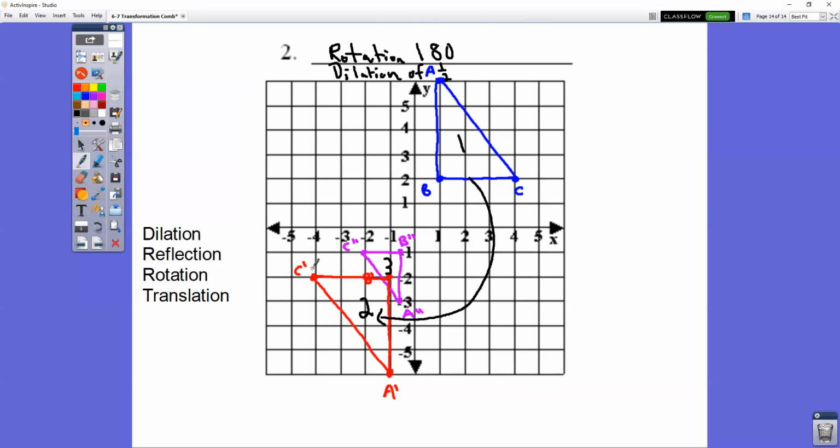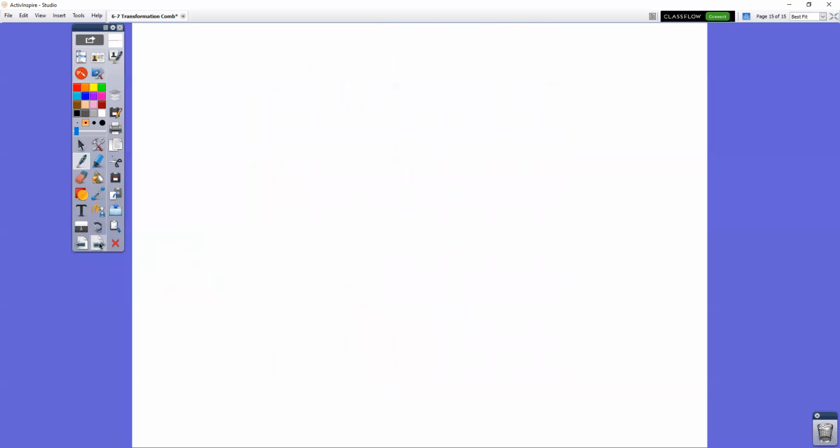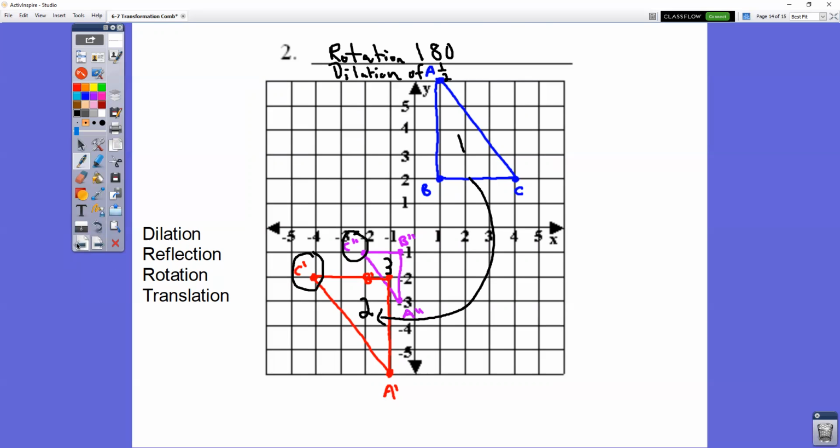If we took a look at the coordinates instead, like C prime and C double prime, C prime is at (-4, -2). C double prime is at (-2, -1). So it's half of the original. And that's it. So that's what you have to do today. But make sure that you are specific when you are describing what you're doing.